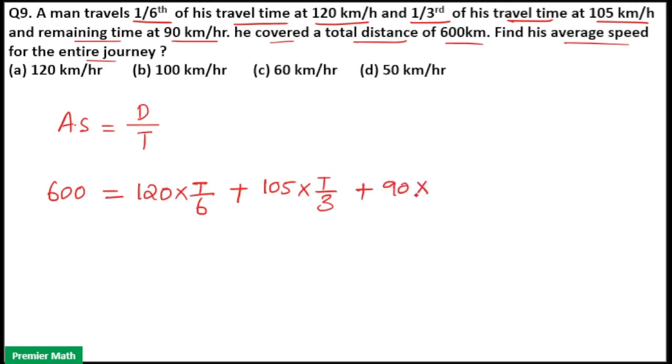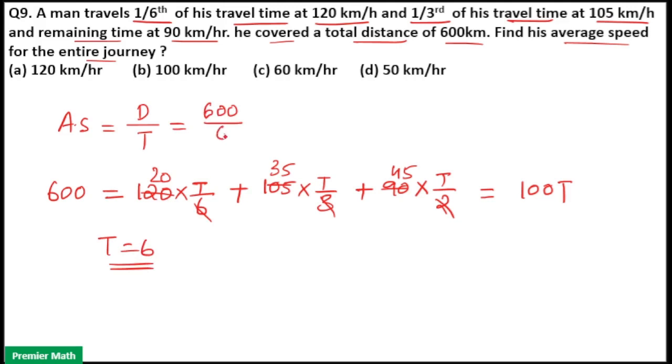So speed is 90 and remaining time is here t by 6 plus t by 3 is t by 2. So the remaining time is t by 2. T minus t by 2 is t by 2. So this is 2 into 45, 90, 3 into 35, 105, 6 into 20, 120. 20 plus 35 plus 45 is 100. So this is 600 is 100t. That means t is equal to 6. So average speed is equal to total distance 600 by total time 6 hours. So that is equal to 100 km per hour. So option B is your answer.